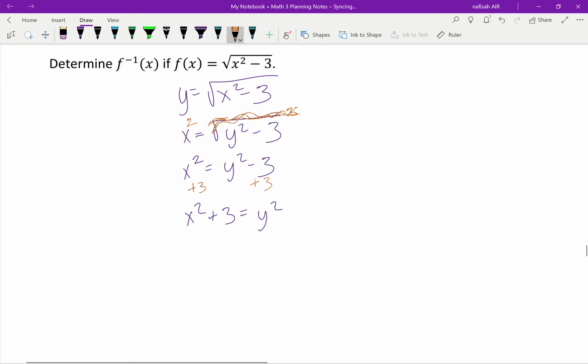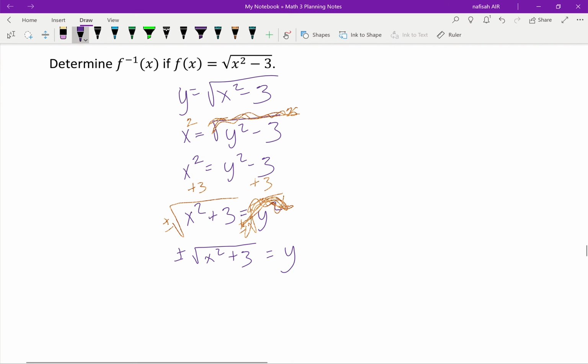Well, in order to get rid of a square, you have to do the opposite of squaring, which is square rooting. We just talked about that. So you have to take the square root of both sides. When you take the square root of both sides, you make sure you put plus or minus, just as a good habit. But because I square rooted a square, it cancels out, the same way as if you square a square root, it cancels out. So you're left with plus or minus the square root of x squared plus 3 equaling y.